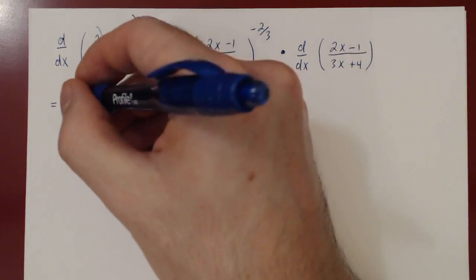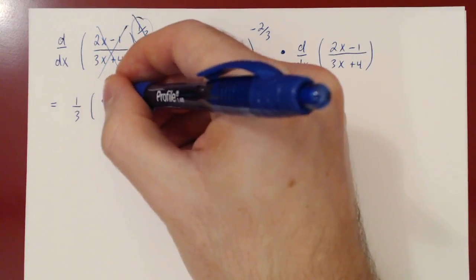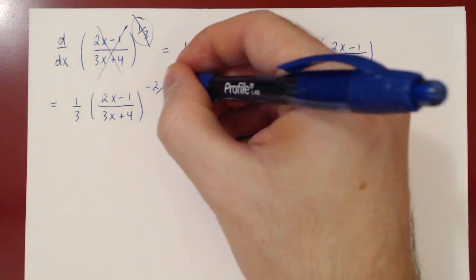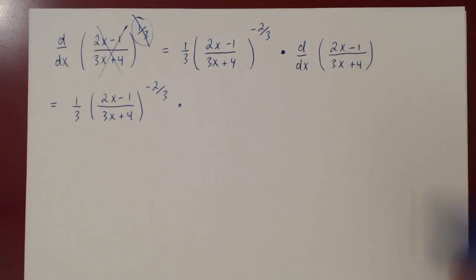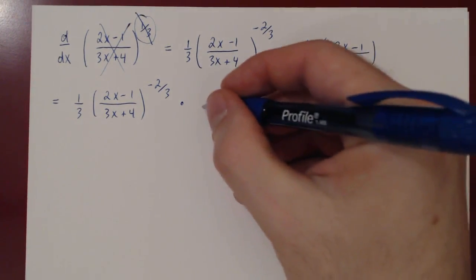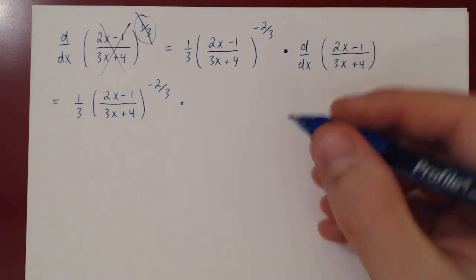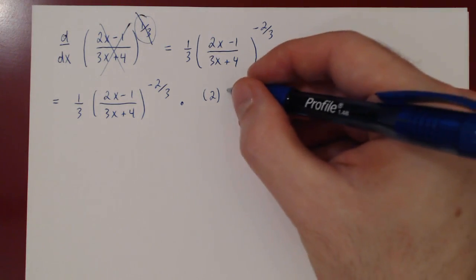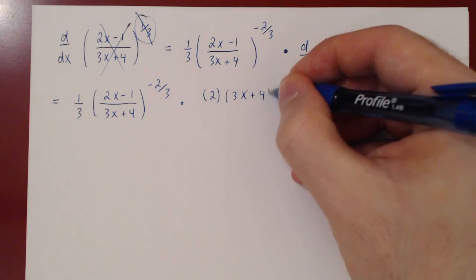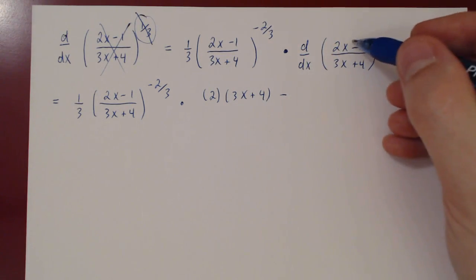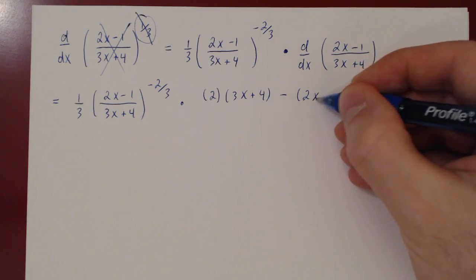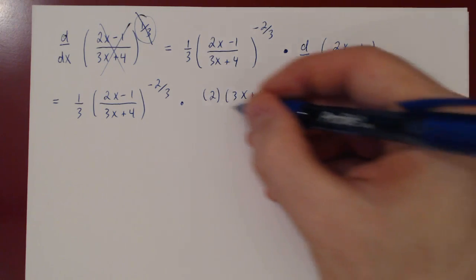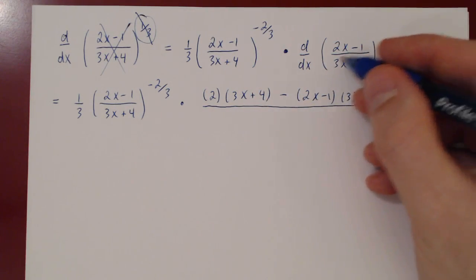This stays there, 1/3 times (2x minus 1 over 3x plus 4) to the negative 2/3 times the derivative of our quotient. So we call the quotient rule. We'll have the derivative of the top, which is simply 2, times the denominator, 3x plus 4, minus, and now we flip, right? The numerator, 2x minus 1, times the derivative of the denominator, which is 3, all over the denominator all squared.